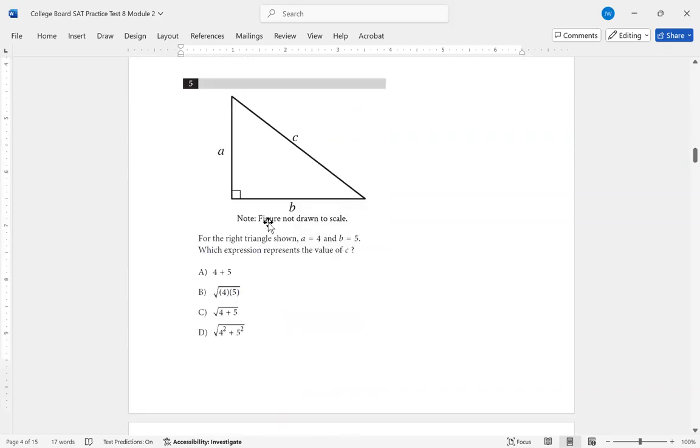Let's look at number 5. For the right triangle shown, A equals 4, B equals 5. What expression represents the value of C?